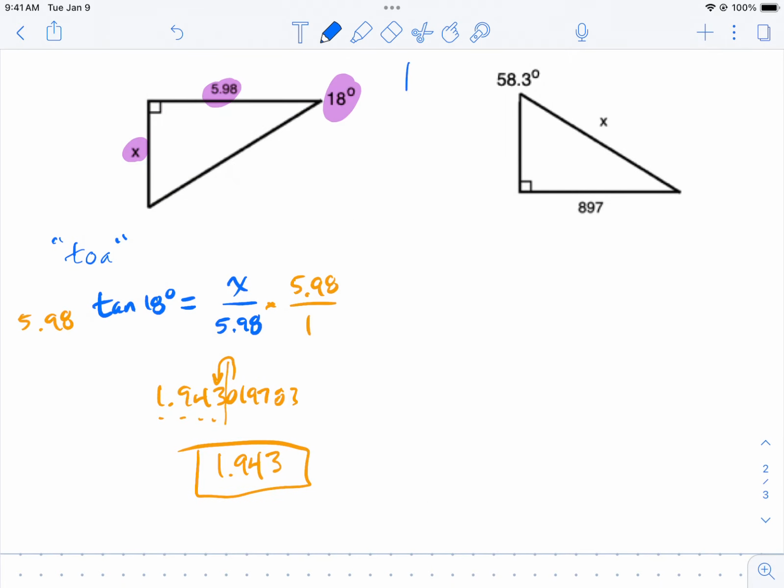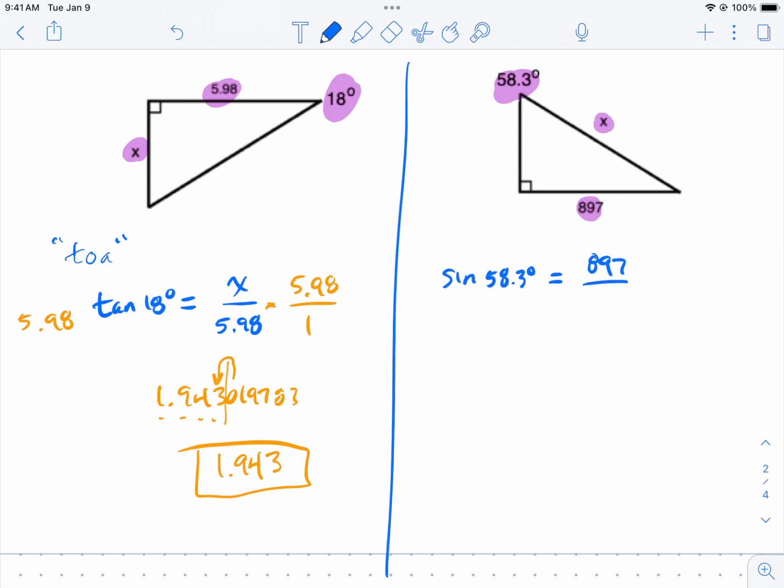Last problem. Here's our angle of reference here. That's our point of view. Now, with that as our point of view, this would be the opposite. This would be the hypotenuse. So we're talking about a sine here. So I'm going to write the sine of that angle, and that angle is 58.3 degrees, is equal to, put the opposite over the hypotenuse. The opposite is 897. It goes over the hypotenuse, which is x.